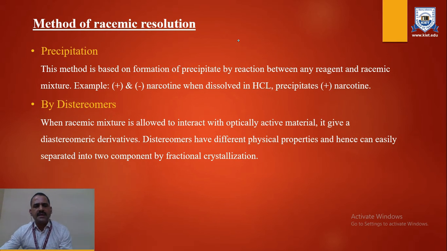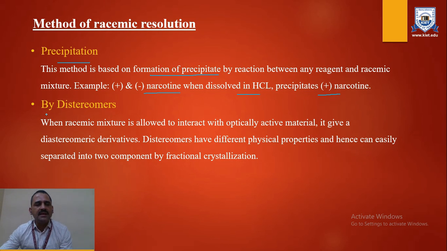The other one is a chemical method, where we apply precipitation. In this method, with the help of some chemical component, we precipitate one of the active forms of isomer. Likewise, we have narcotine, levo and dextro rotatory forms. Once we dissolve in HCl, the dextro narcotine will precipitate out. So we can simply filter the dextro narcotine from the racemate mixture.